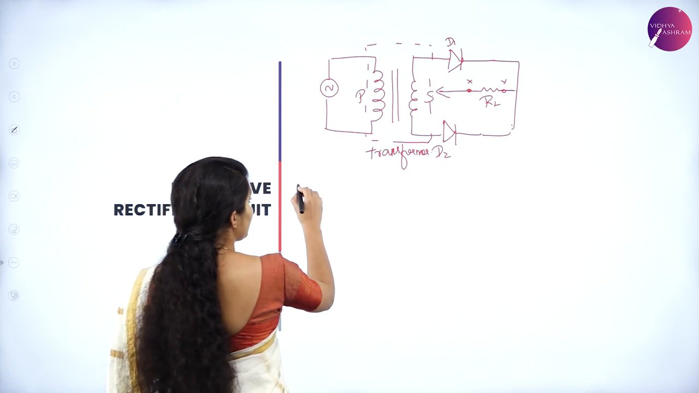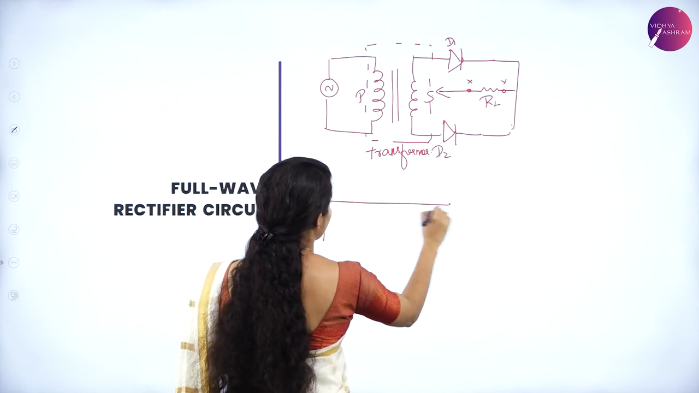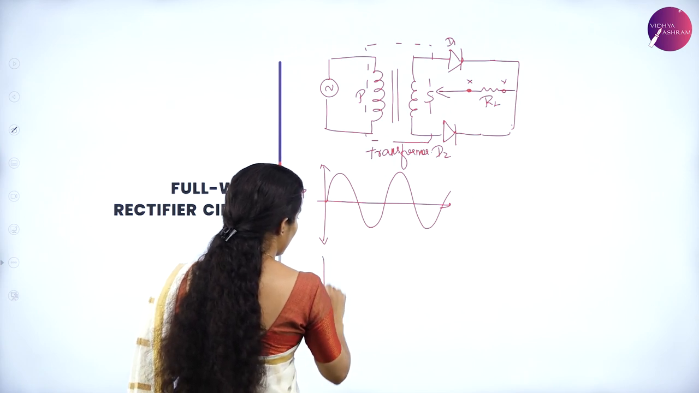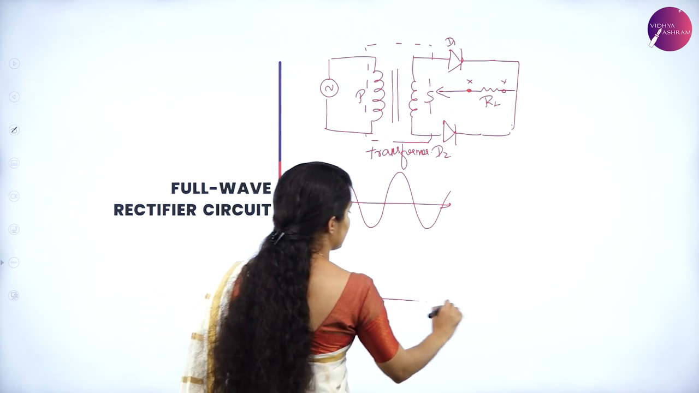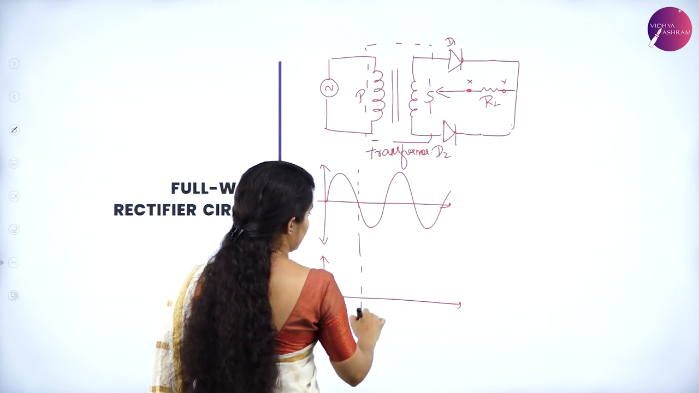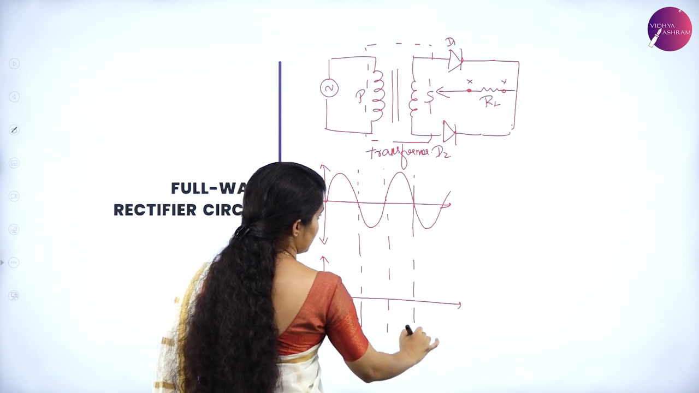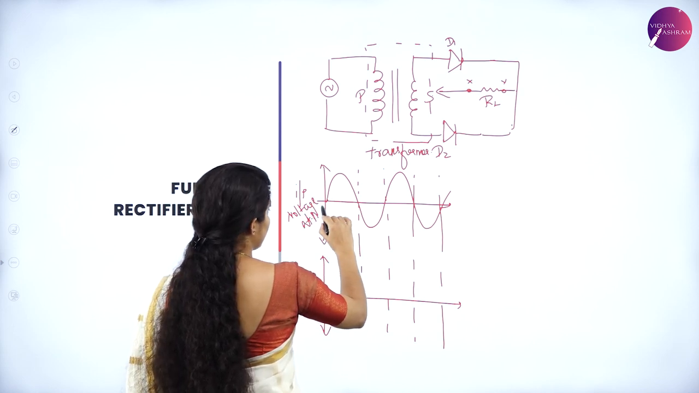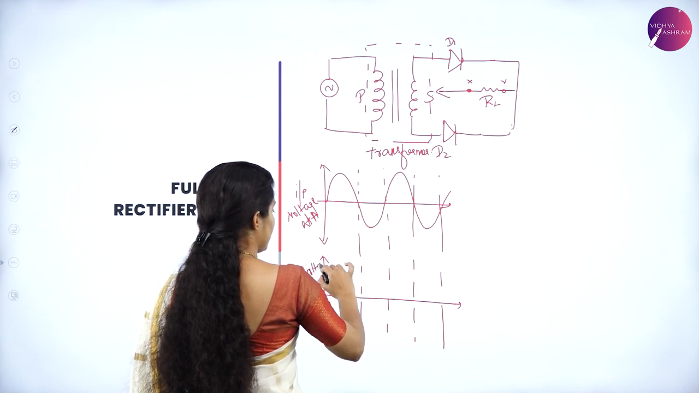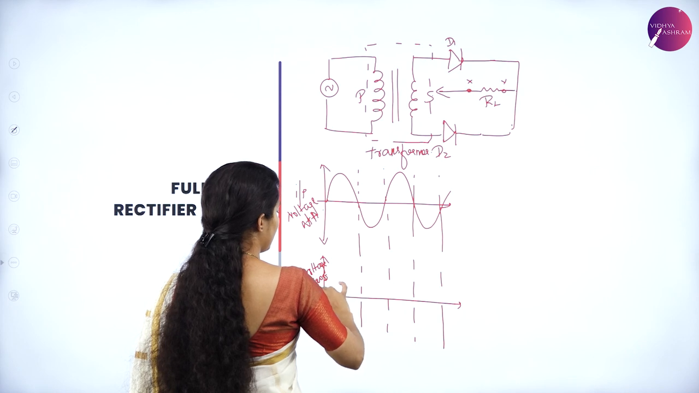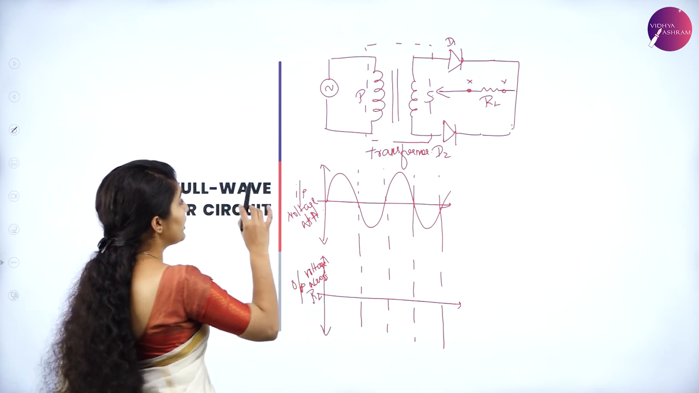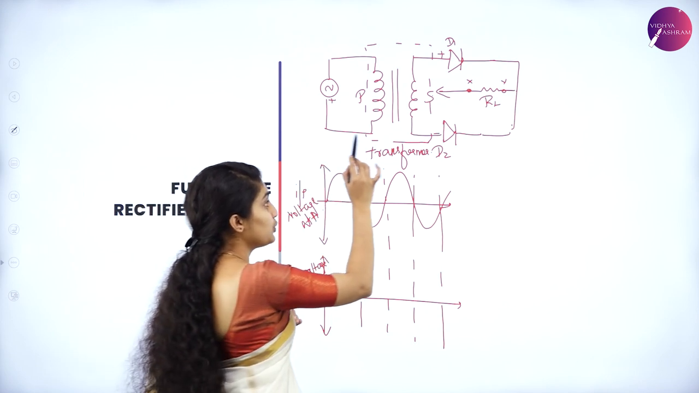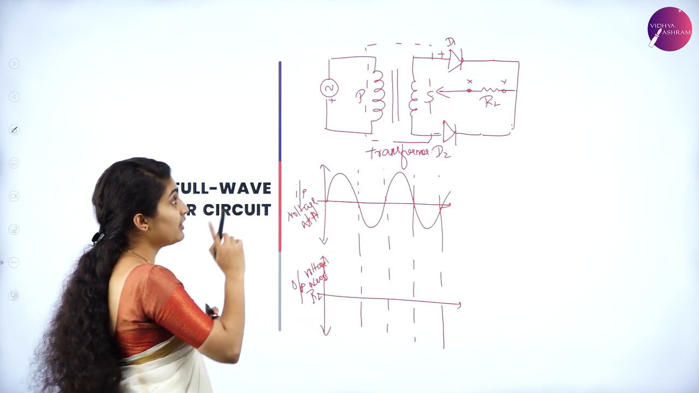In this case, you have got your input signals, and your output signals, the voltage at A and the voltage across RL, the load resistance. Okay, so now whenever it is a positive half cycle, what happens? This becomes positive and this becomes negative. So diode D2 doesn't work in this condition. Only diode D1 works in this condition.